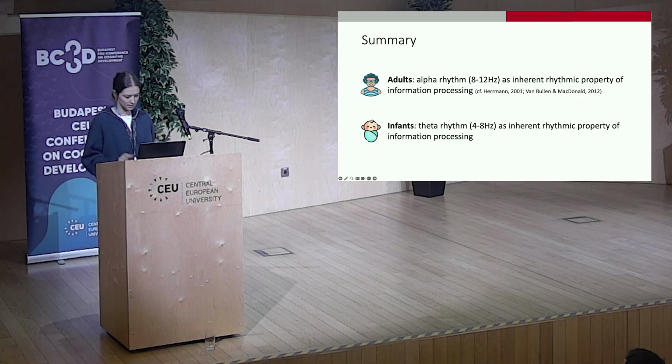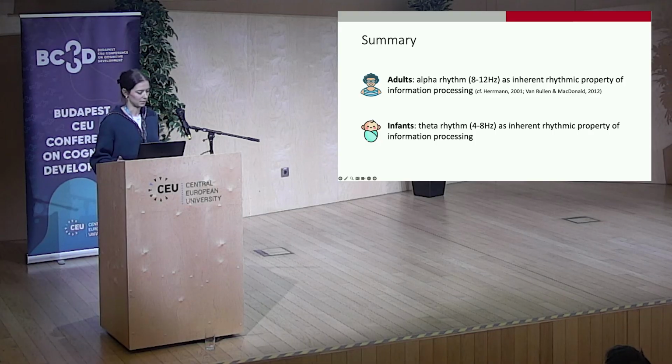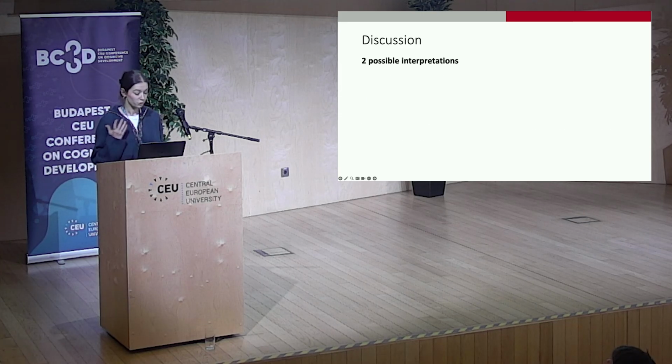So, to summarize, the alpha rhythm is an inherent rhythmic property of information processing in adults. In infants, however, the theta rhythm is an inherent rhythmic property of information processing. The question that arises naturally, of course, is now what is the functionality of this shift? There are 2 possible interpretations that I would like to present.